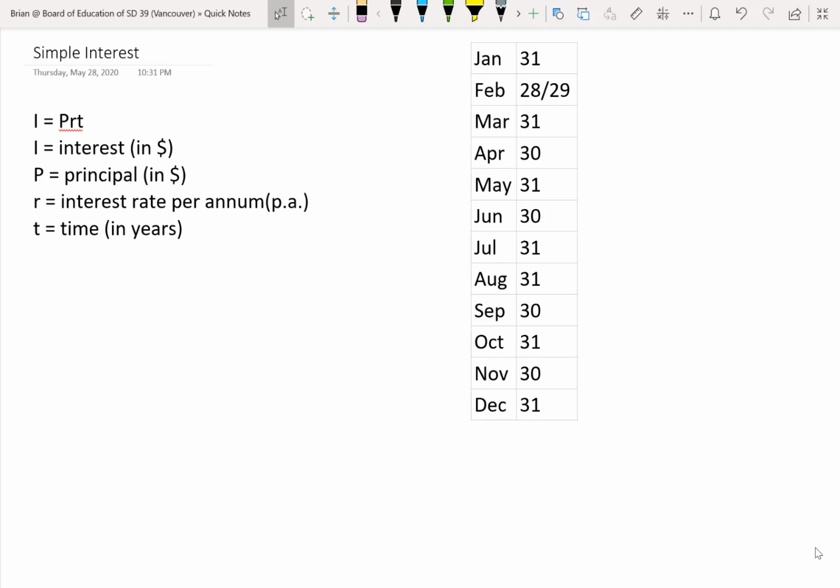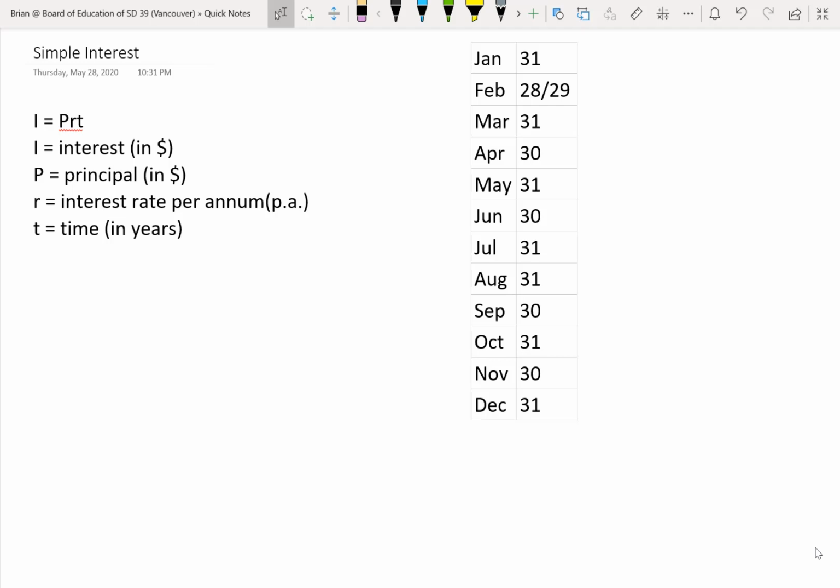And the T is time, and that again is always in years. Now we're going to see that we have to be a little bit inventive when it comes to actually dealing with time, because sometimes we will want to know interest over different periods like months or weeks or days, and so we'll spend some time learning how to convert those.